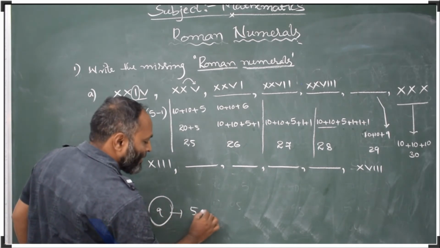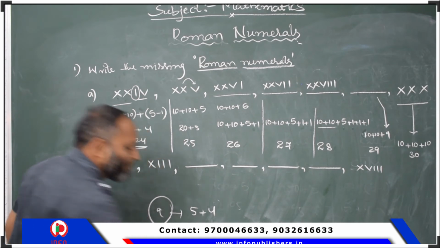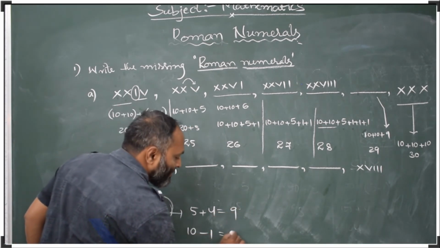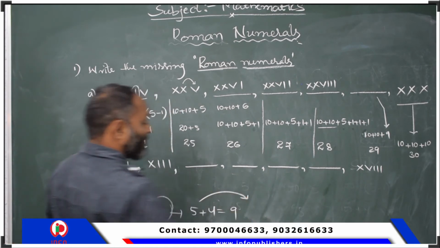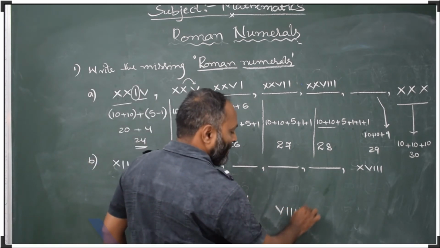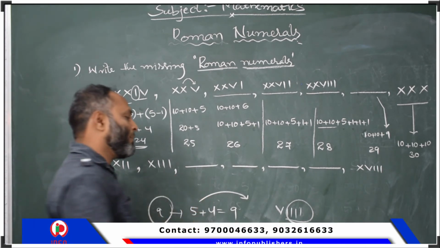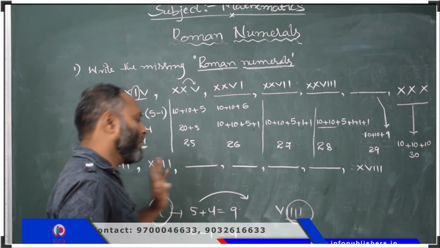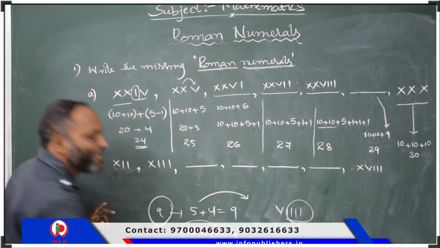9 means 5 plus 4 is also 9. 10 minus 1 is also 9. Then don't go for this 5 plus 4. If I take 5 plus 4, then I get 5, 1, 2, 3, 4, so 1 is repeated 4 times. So don't repeat 1 four times. Only a maximum of 3 times you have to repeat. So we go for this 10 minus 1.